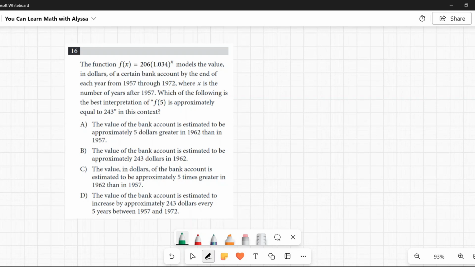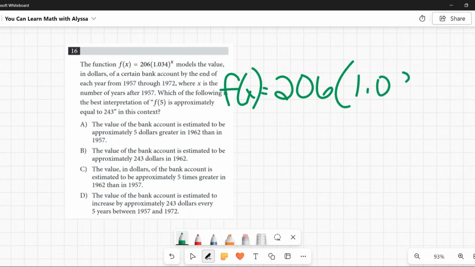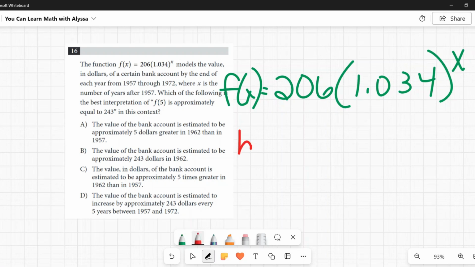Absolutely. Okay, so I've got f of x equals 206 times 1.034 to the x. This is compounding interest. So we have the $206. This number out in front is going to be the number that they started with, the number of dollars in the bank account at the beginning. So the beginning amount of it was $206. It's earning 3.4% interest. That's what this is.